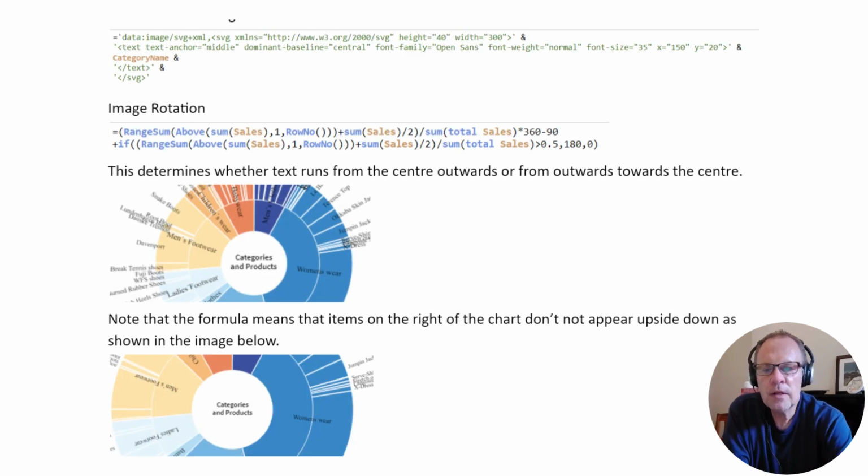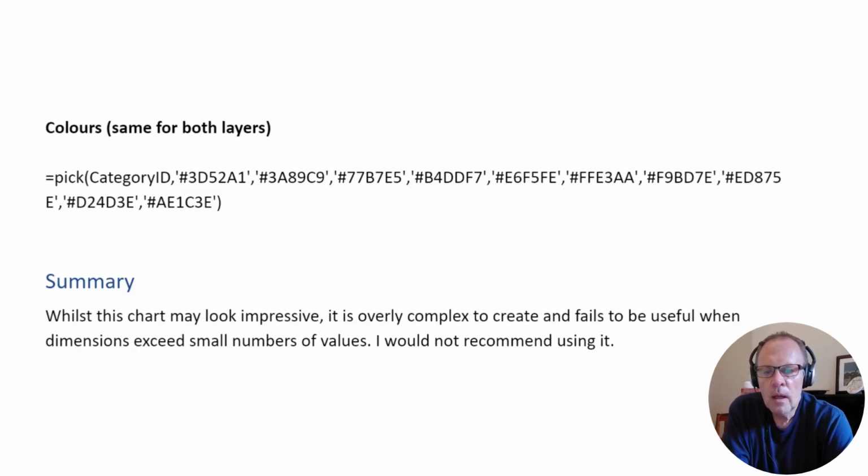But when we look at the next one, something of interest is that we have to figure out the rotation of the chart. So in this formula here, once we get past 180 degrees down here, things get flipped around so that they read the correct way up. So we've got women's wear over here and men's footwear over here facing in the same direction. If we didn't do that, we'd end up with men's footwear looking like this, so being upside down. And then we need to calculate the colors. We're using a pick command to do that. So category ID, and then if it's a 1 or 2, 3, 4, 5, etc., gives those colors.